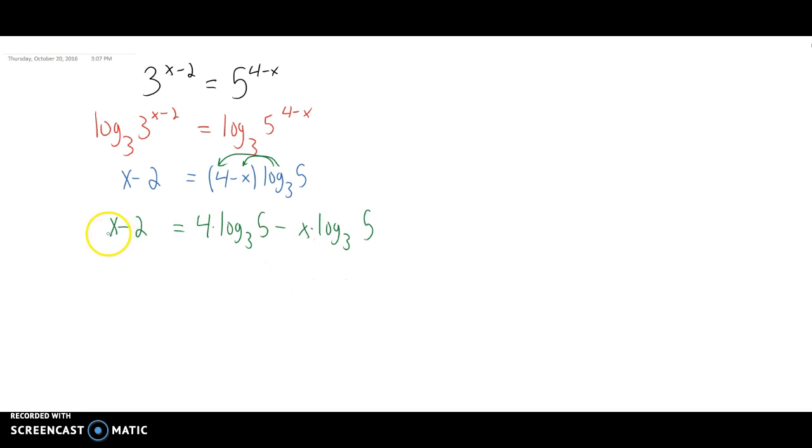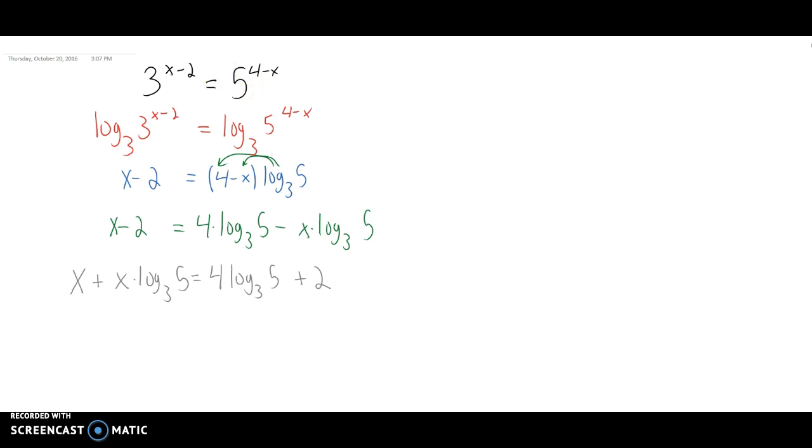At this point, I see there's an x on the left, and there's also an x on the right. So let's move all the x's to the left because this is a linear equation. There's no x squared or square root of x. Move the x's to the left and move the numbers to the right. So the x stays over there, but we're also going to add x times log base 3 of 5. And to the right side, we'll keep that 4 times log base 3 of 5, and then add 2 to that side also.